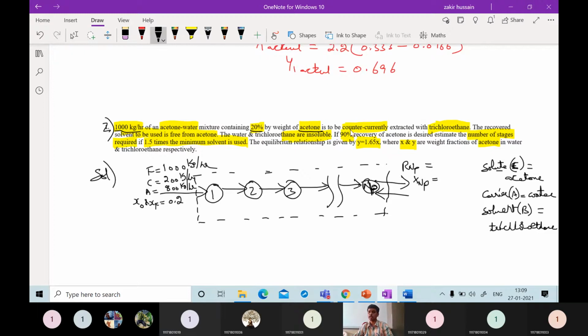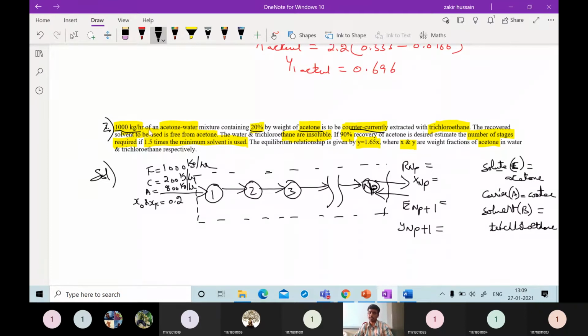So this is a countercurrent extractor. The solvent will be entering in a countercurrent fashion. How much amount of solvent is entering? We are denoting the solvent as ENP plus 1, because this is ENP. Then YNP plus 1. How much amount of YS and how much amount of ENP, whether they have given or not, we have to see.